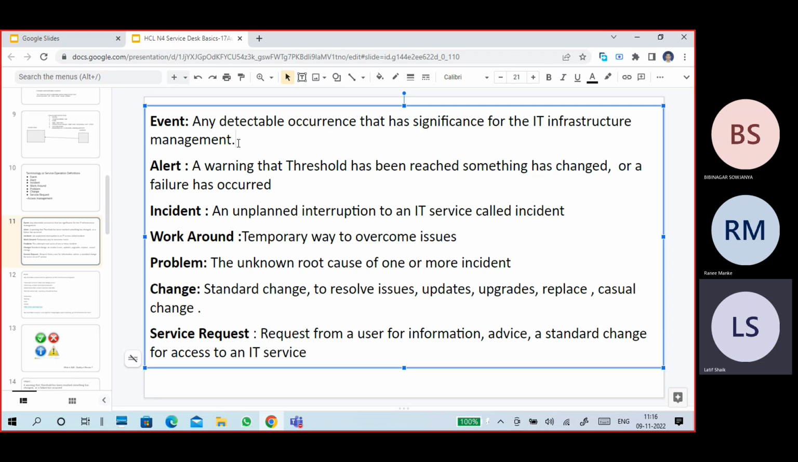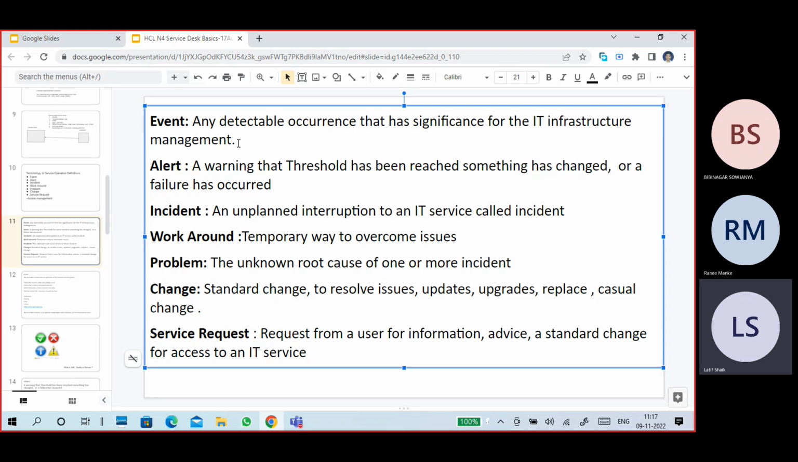So what is a workaround? Again, same thing. It is a temporary way to overcome the issue. It means when an incident occurs, immediately we go and fix it. Going and fixing is one word only, or a temporary way to overcome an issue. But when you go through troubleshooting, compulsorily you have to follow a troubleshooting method or model.